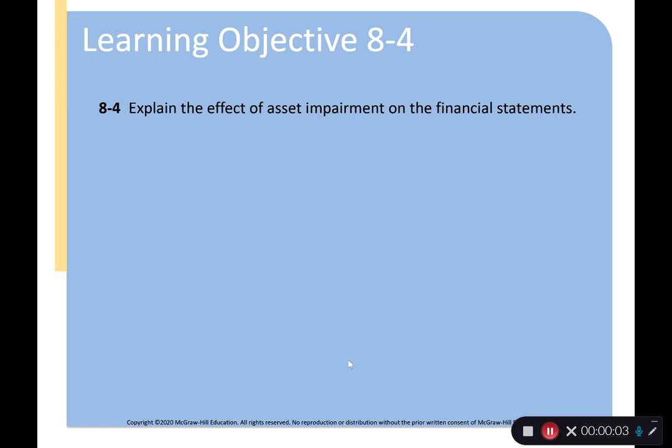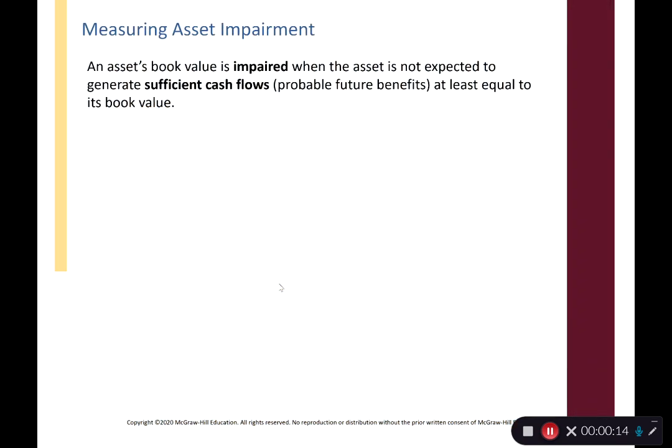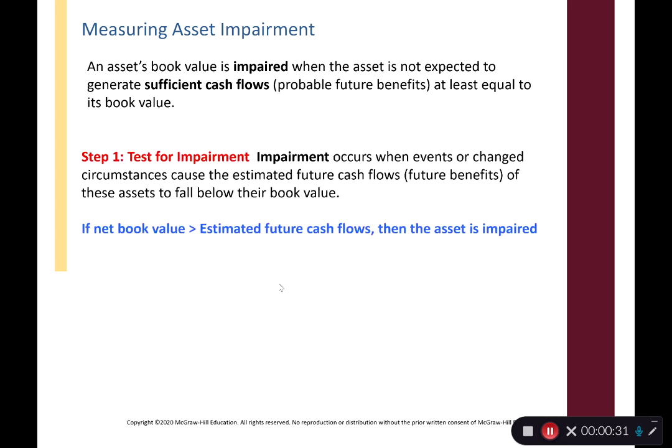All right, so now that we've discussed how to record depreciation, we're going to deal with asset impairments on the financials. An asset impairment would exist when the asset is not expected to generate sufficient cash flows to at least equal its book value. In other words, the future benefit provided by the asset is not greater than the value we have it recorded on the books for.